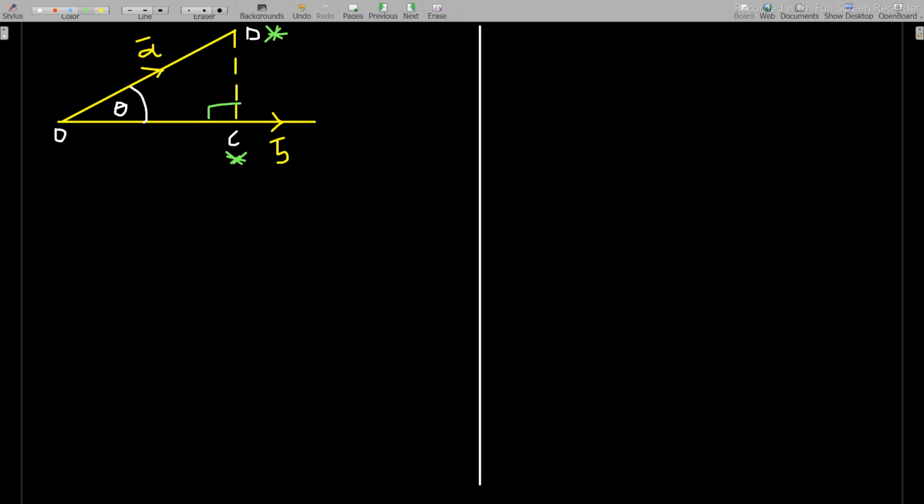So the vector projection of A onto B will be the component of A that lies on the horizontal, from this side to this side. It's like you are finding the components of A on the horizontal and the vertical. And since B is on the horizontal, that will be the vector projection of A onto B. I hope you get it.